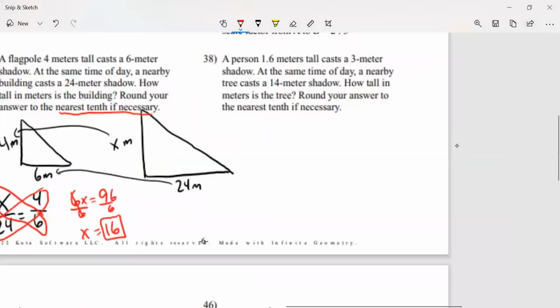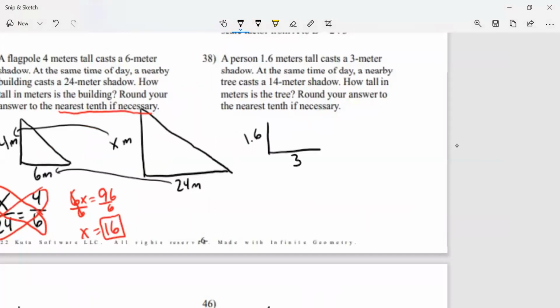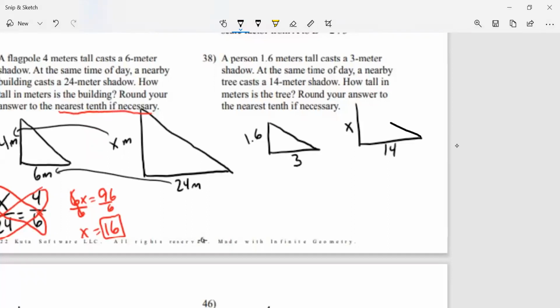Now, let's take a look at number 38. There is a person that is 1.6 meters tall that casts a 3-meter shadow. So I'm going to draw the person here. The person is 1.6 meters, and the shadow is 3. I'll complete this to see it as a triangle. At the same time of the day, a nearby tree casts a 14-meter shadow. So here's a tree, it's X meters tall, and the shadow is 14 meters. How tall in meters is the tree? Round your answer to the nearest tenth if necessary.